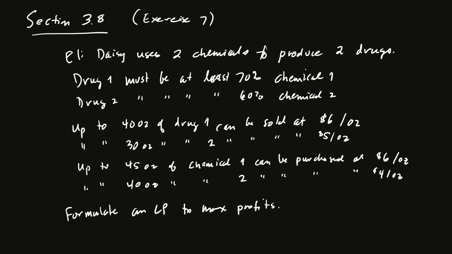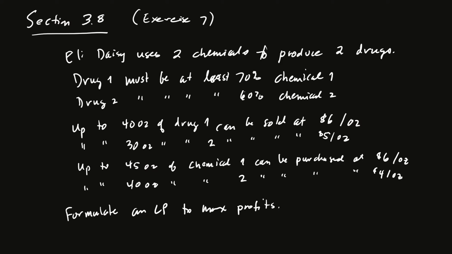Okay. Up to 40 ounces of drug 1 can be sold at $6 an ounce. Up to 30 ounces of drug 2 can be sold at $5 an ounce. Up to 45 ounces of chemical 1 can be purchased at $6 an ounce. Up to 40 ounces of chemical 2 can be purchased at $4 an ounce. We want to formulate an LP that will maximize our profit. Good.